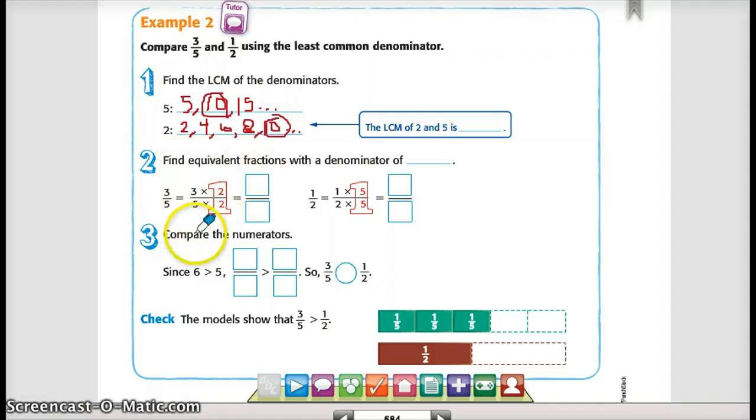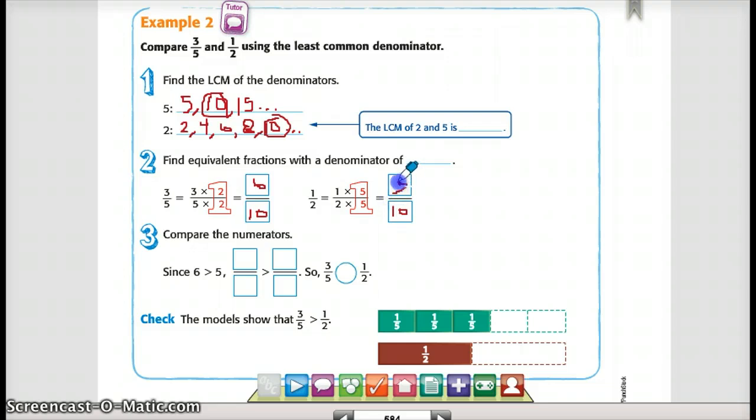So we have to change them to have a denominator of 10, so it's an equivalent fraction. For 3/5, we would have to multiply both the numerator and the denominator by 2. And that would give us 6/10. And then for 1/2, we would have to multiply to get a denominator of 10, both the numerator and the denominator by 5. So 1 times 5 is 5, and 2 times 5 is 10.